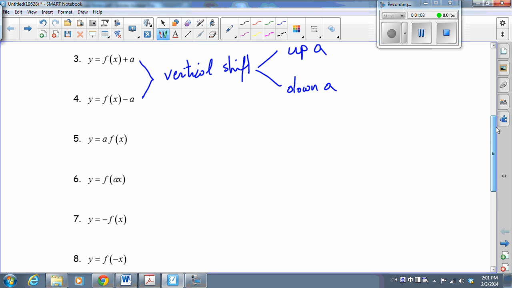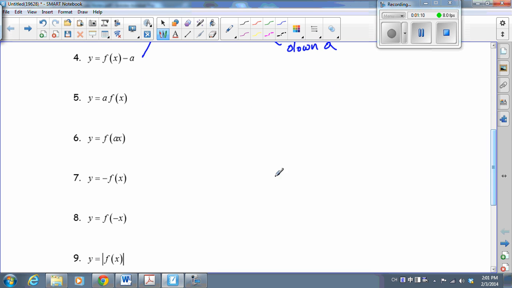On number 5 and 6, now we have stretch and compression, but they're not the same. When it's on the outside of the function, such as number 5, you will have a vertical stretch or compression.